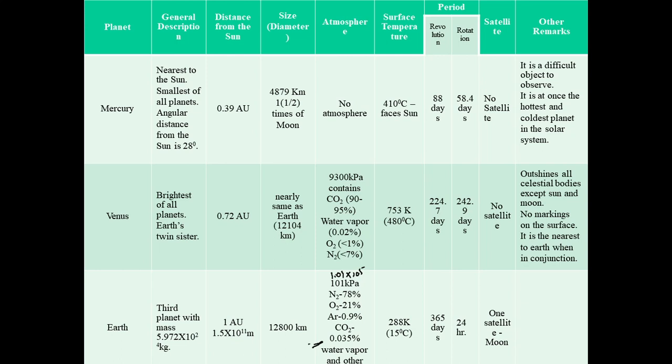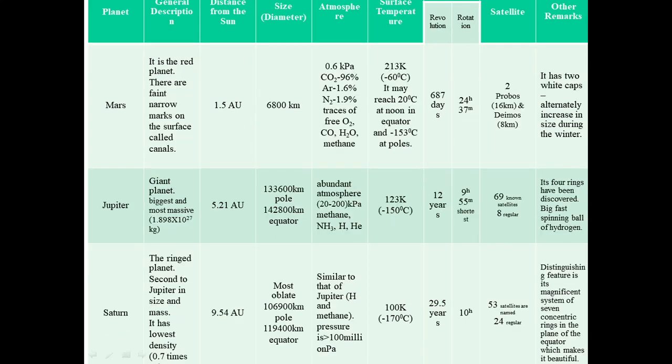The average surface temperature is 288 kelvins. The period of revolution is 365 days, which is called 1 year, and rotation is 24 hours, which is called 1 day. Earth has one natural satellite, which is called Moon. So that's all about the Earth. Now let's see the fourth planet, Mars.